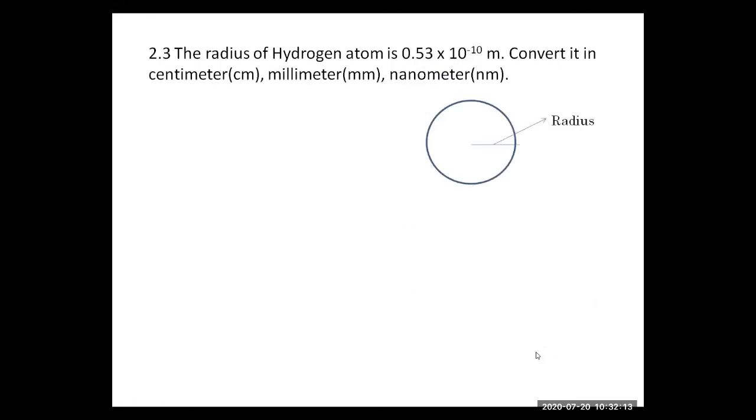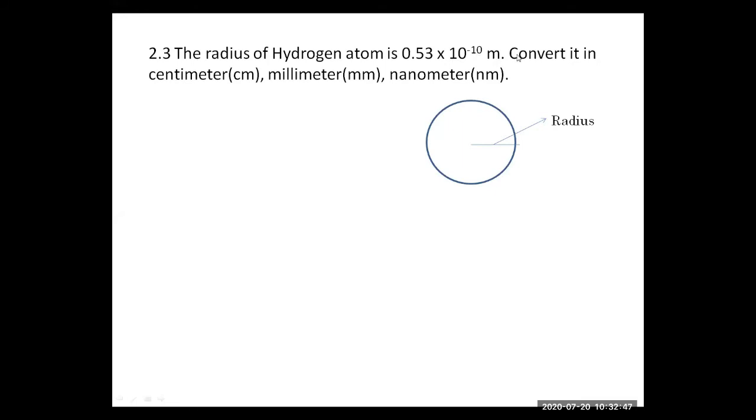Okay, now the next numerical is 2.3, and in this one it is saying that the radius of hydrogen atom is 0.53 multiplied by 10 raised to the power minus 10 meter. Here the given is the radius of hydrogen atom is 0.53 multiplied by 10 raised to the power minus 10 meter.